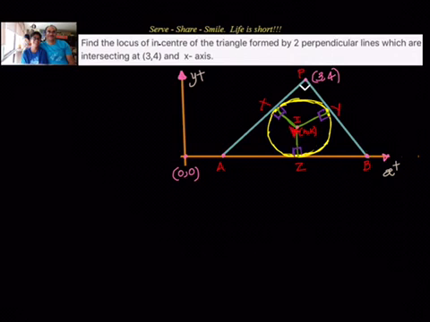Now we have to find out the locus of incenter. That means we have to find out the locus of I. So let us say the coordinates of incenter are (h, k). In the final step we'll convert h as x and k as y. Now we have been told that the triangle is formed by the x-axis and two perpendicular lines intersecting at (3, 4). We know that the incenter of a triangle is equidistant from all the three sides. Now since this is the x-axis, what will be equal to IZ? IZ will be nothing but the y coordinate of the incenter, that is equal to k, because the y coordinate is the perpendicular distance of the point from the x-axis.